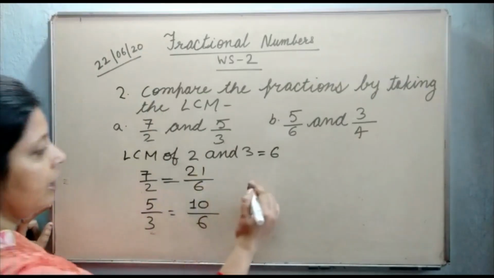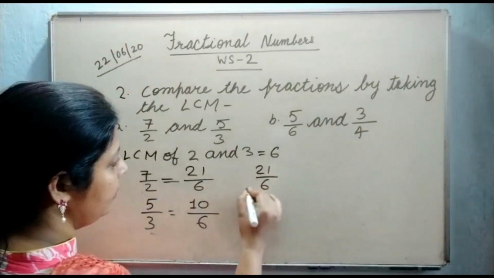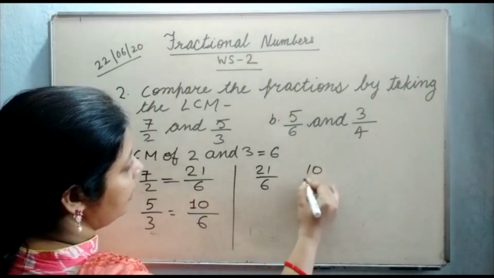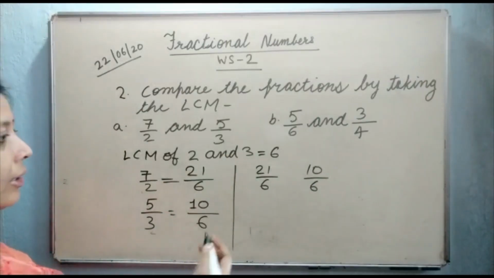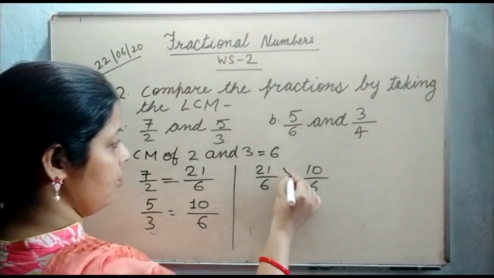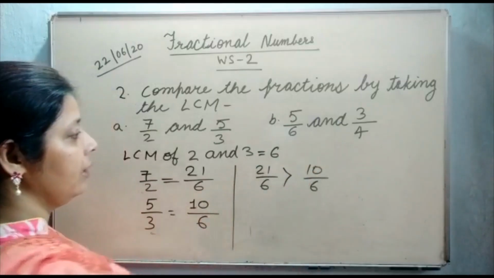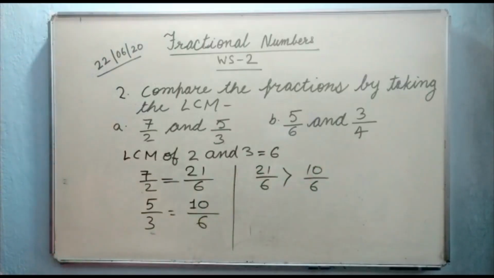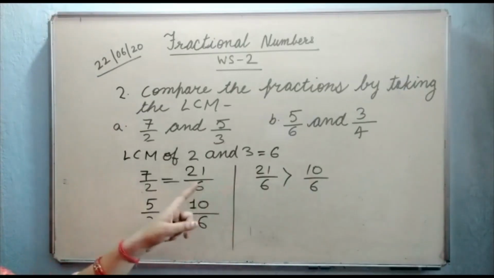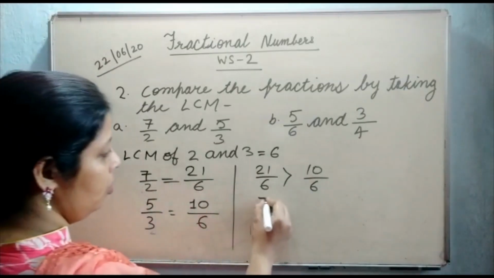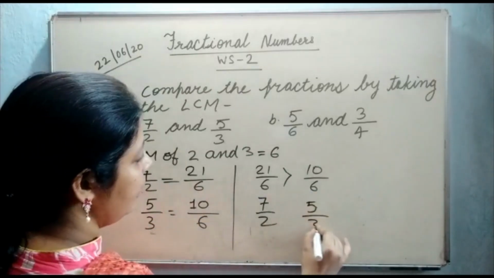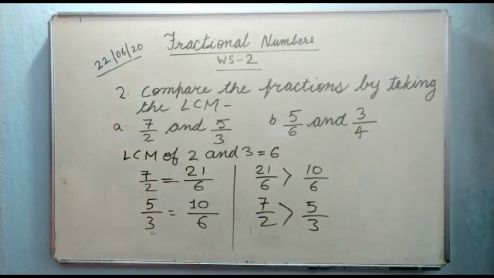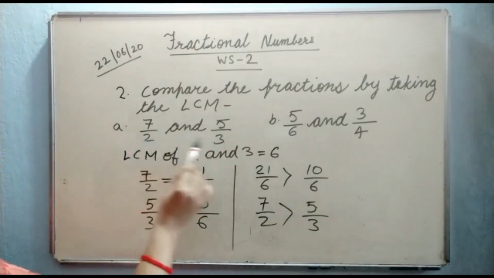Now you can easily see 21 by 6 and 10 by 6. Which one is greater? In like fractions, when we have the greater numerator, we say this side is greater. This is the way we compare like fractions. So by comparing the numerators, we can say 21 by 6 is greater than 10 by 6. And 21 by 6 is the value of 7 by 2, and 10 by 6 is the value of 5 by 3. So we can say 7 by 2 is greater than 5 by 3. Now, what is the rule? First of all, you have to take out the LCM of the denominators.